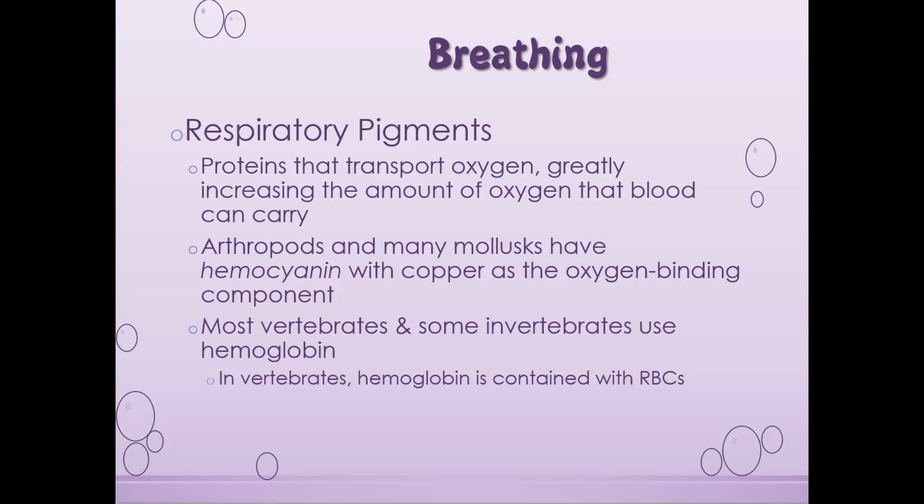And there are different options. If we look at things like arthropods and a lot of mollusks, they have this compound called hemocyanin. Their blood is actually a bluish color by nature, because they're utilizing that molecule with copper as their oxygen binding compound. In us, as well as a lot of invertebrates, we use hemoglobin, in connection with iron, which is what gives our blood that red or rusty color.